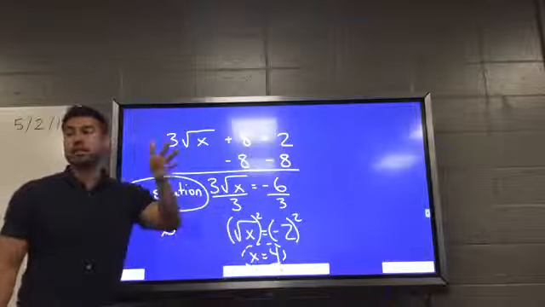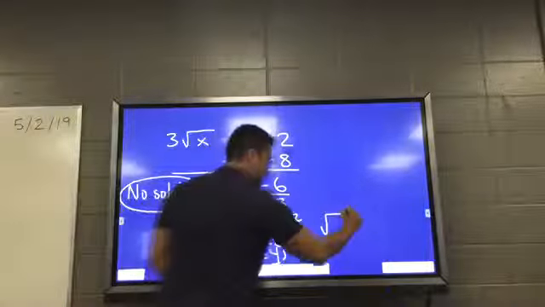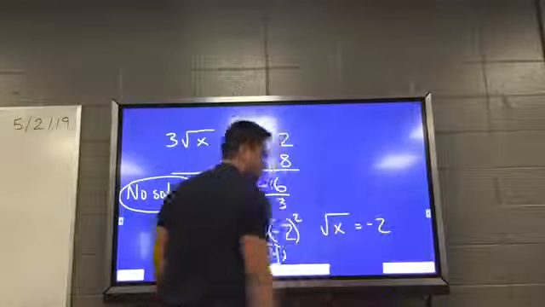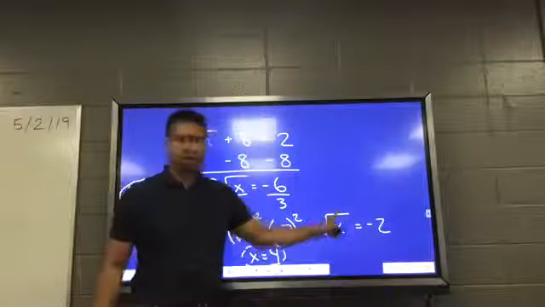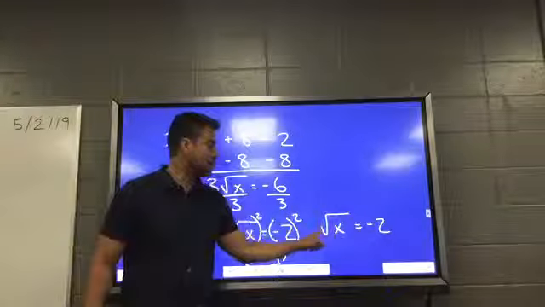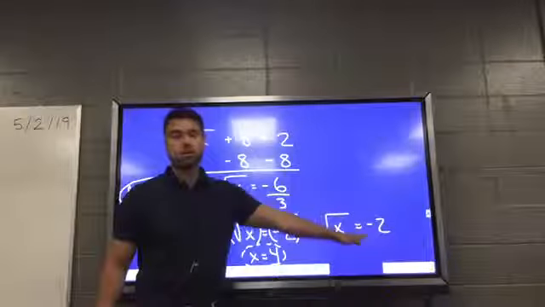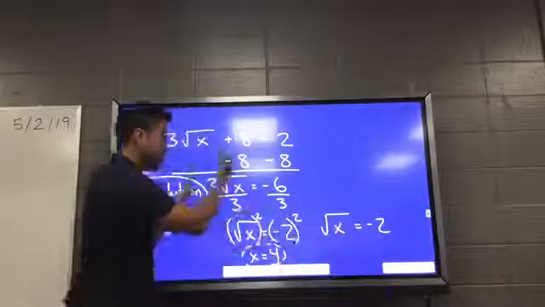Now, here's how you know it didn't work. It shouldn't have worked. It was the square root of x equals negative 2. Can you ever do a square root and get a negative number? Can you ever get the positive square root and get a negative number? That already told you it was a no solution right there. But if you forgot, you plug it back in, figure it out.